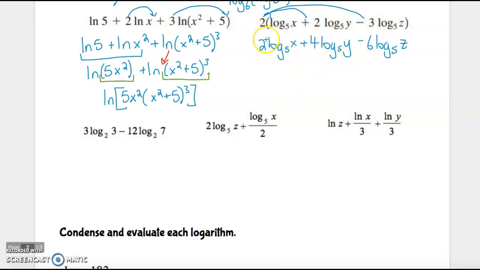That was regular distribution. I was just multiplying everything by 2, and now I'm using the rule, the fact that if I have a constant multiple up front of each logarithm or any of the logarithms, I can move it inside of my logarithm as an exponent.